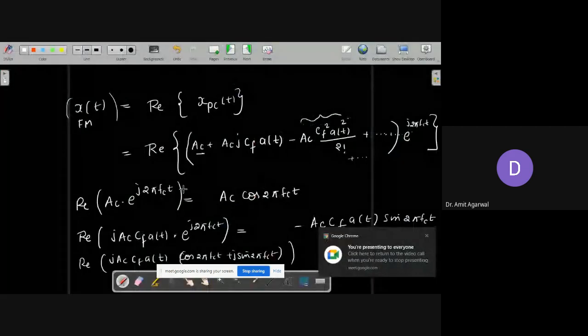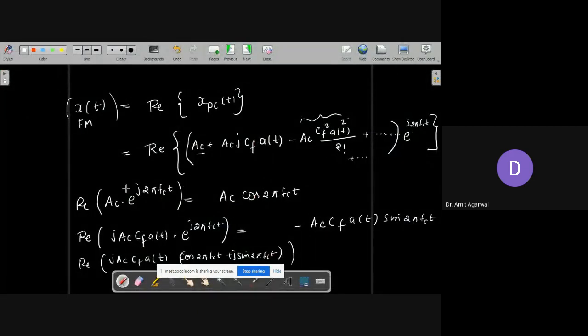Now we analyze xFM(t) term by term. The real part of Ac into e to the power j 2 pi fc t is Ac cos 2 pi fc t. The real part of Ac j cf a(t) multiplied by e to the power j 2 pi fc t is this. How do we get this equation? We just expand e to the power j theta as cos theta plus j sin theta, then multiply it and take the real part, and you will get minus Ac cf a(t) sin 2 pi fc t.